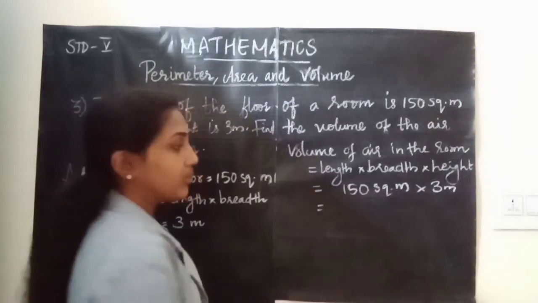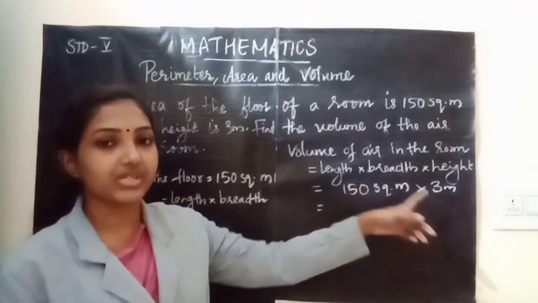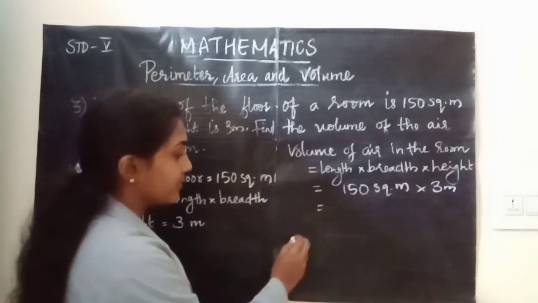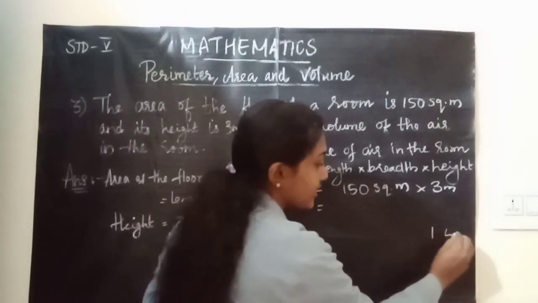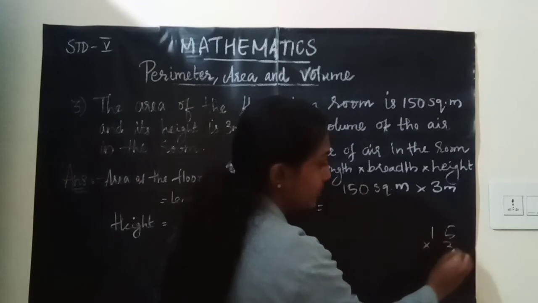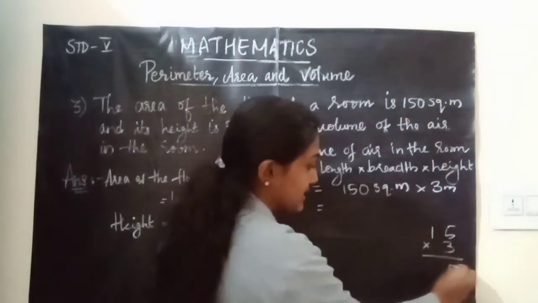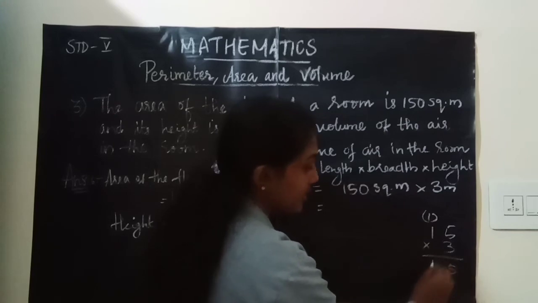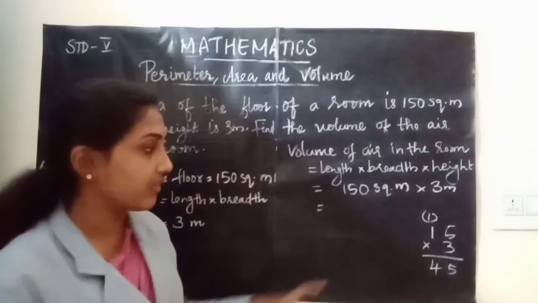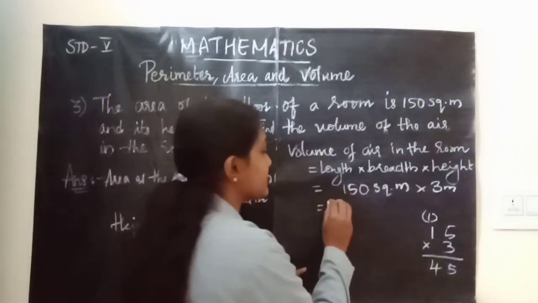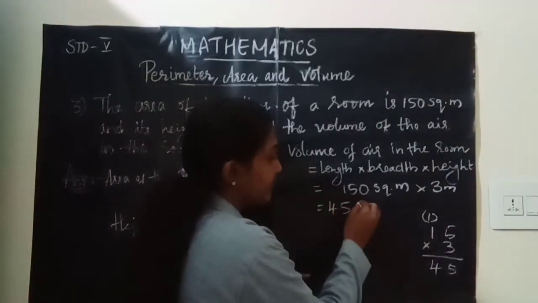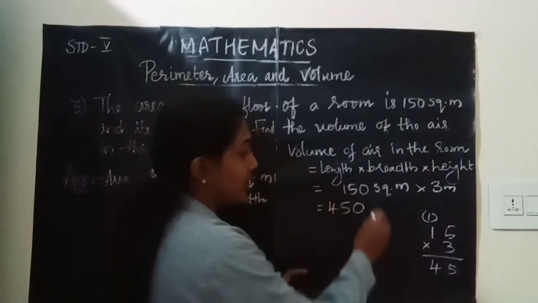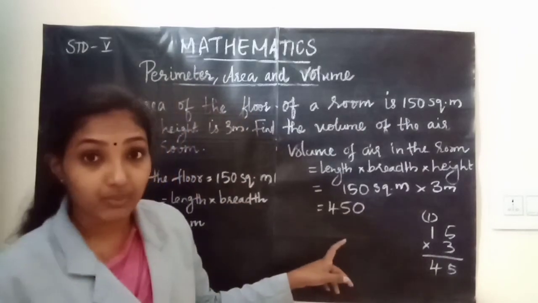So now we can do the multiplication. 150 into 3, it gives 15 into 3. 5 into 3, it's 15. 3 into 1, 3. 3 plus 1, it's 4. It's 45. So 15 into 3 gives 45. So 150 into 3 gives 450. And it is the volume.